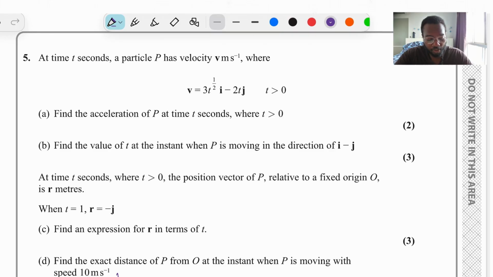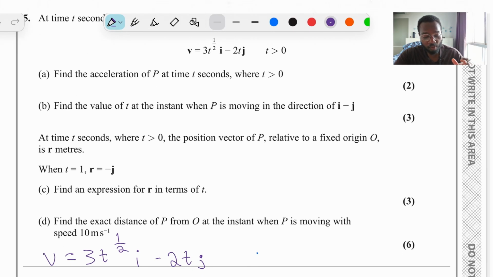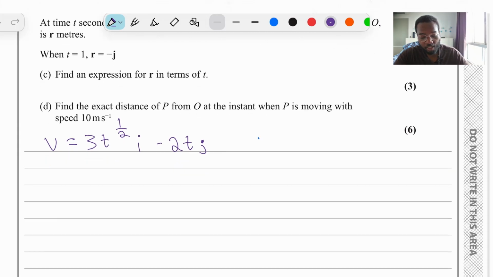To work out the acceleration, all we need to do is just differentiate. Because we're given the velocity, we know that if we differentiate the velocity, that'll give us acceleration, and if we integrate the velocity, we will get the displacement. So for this question, we need to work out the acceleration, so you just need to differentiate. Let's do that down here.